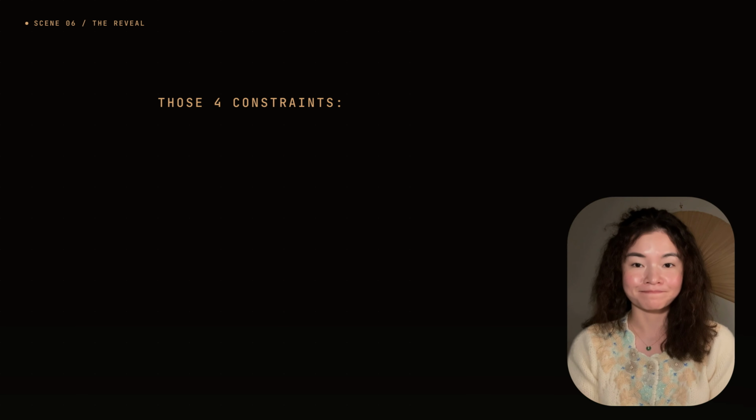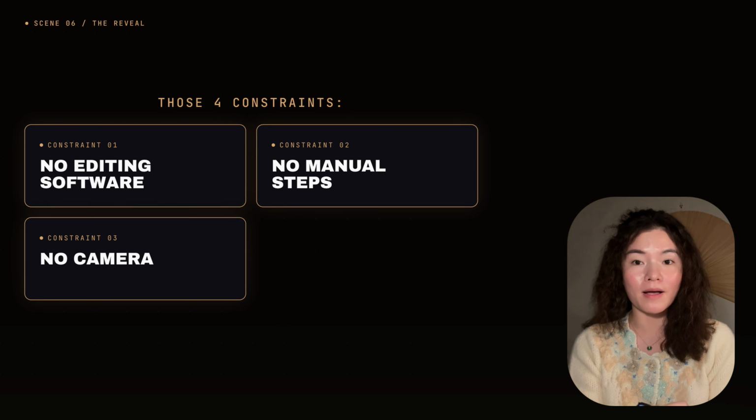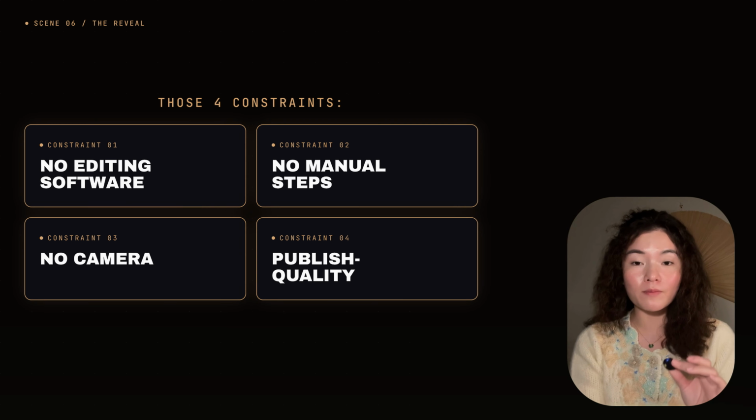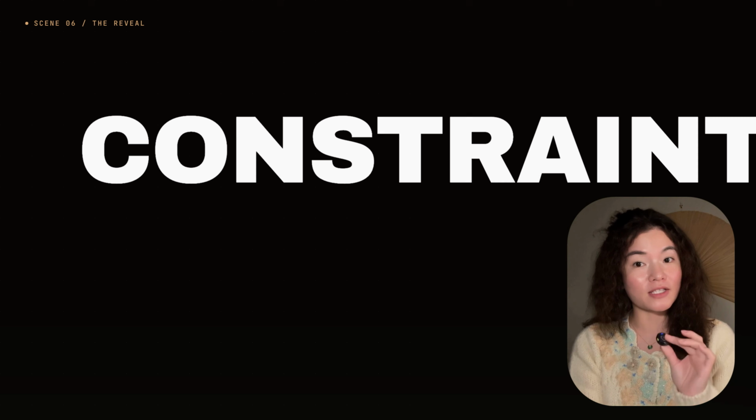And that's when it hit me. Those 4 constraints: no editing software, no manual steps, no camera, published quality output. If I'd written them down as a formal constraint map before I started testing, I could have eliminated the 2 approaches I tried in 30 seconds. That's what I call the constraint map.